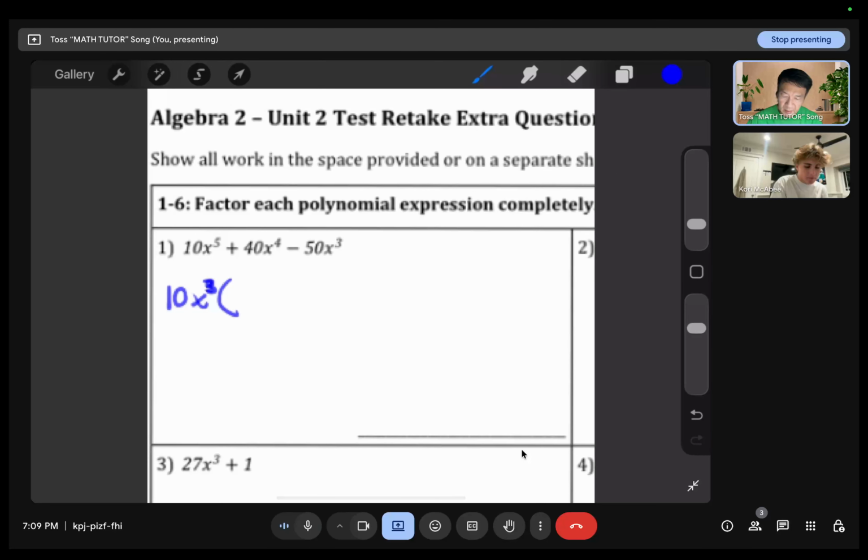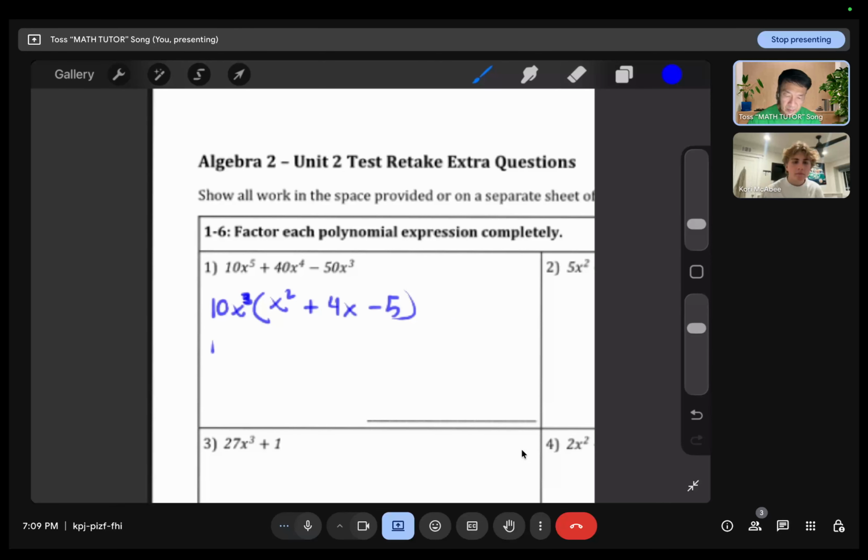And then 10x to the third times what will give you 10x to the fifth? It'll be x squared. And then 10x times what will give you 40x to the fourth? That would be 4x. It's okay, just 4x. I hope you're okay with that. And then 10x times what will give you the 50x to the third? That will be just minus 5. Are you okay? Okay, now continue because you can.